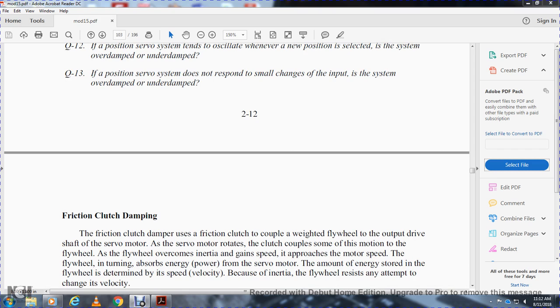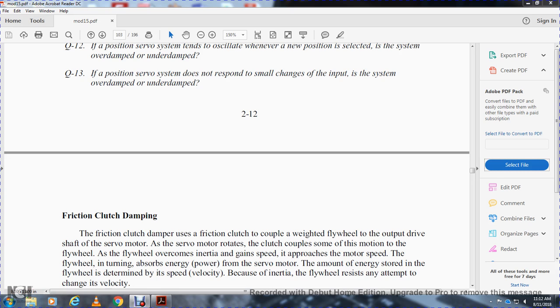Friction clutch damping. The friction clutch damping uses a friction clutch to couple a weighted flywheel to the output drive shaft of the servo motor. The shaft rotates, and the clutch couples some of the motion to the flywheel.